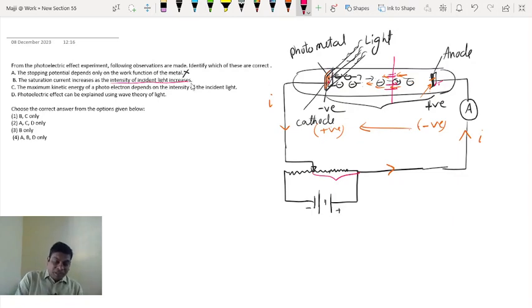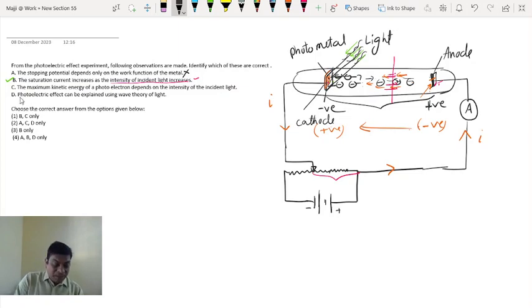So that means when we increase the intensity of light, more photons are made incident per second on the photometal. So obviously more photoelectrons will be ejected, and as a result more photoelectrons will be reaching the anode. So therefore the saturation current will increase. So this is correct. B option, the statement B.